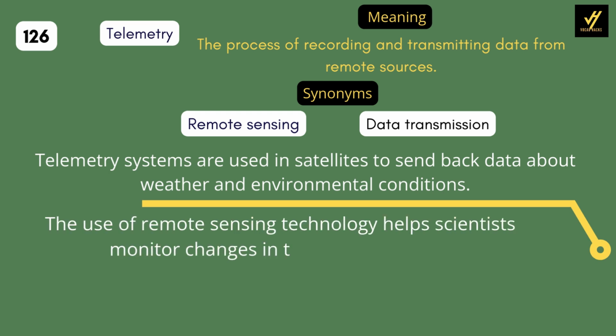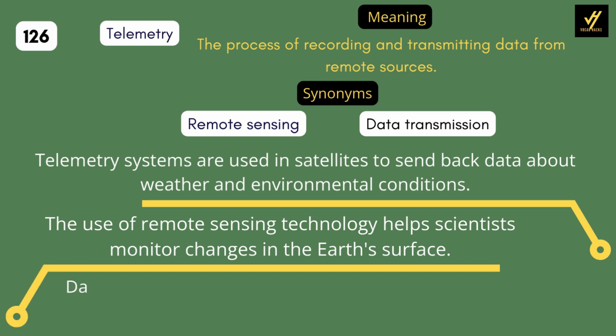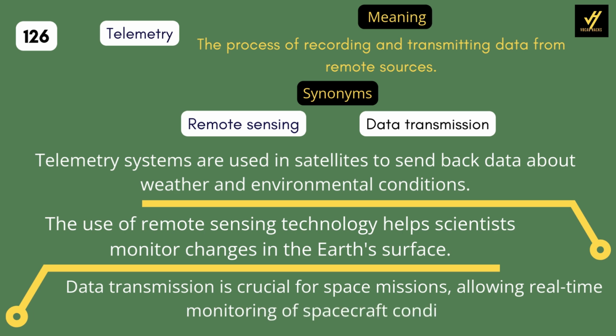The use of remote sensing technology helps scientists monitor changes in the Earth's surface. Data transmission is crucial for space missions, allowing real-time monitoring of spacecraft conditions.